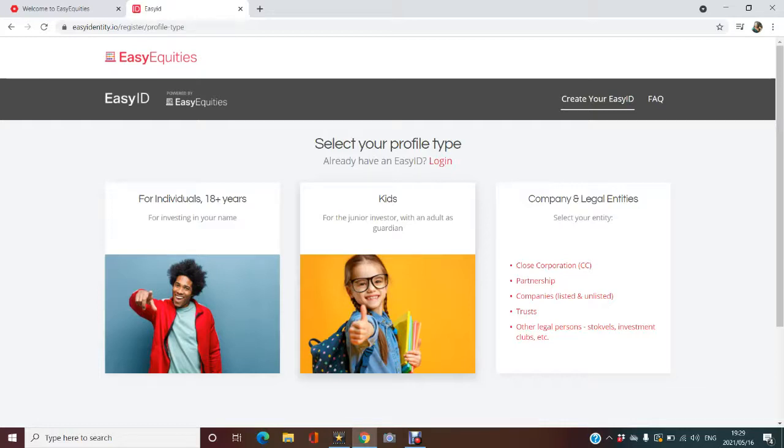Anyway, you can also, if you have an entity, close corporation, partnership, company, or trust, purchase shares through those entities. So you register through those entities.